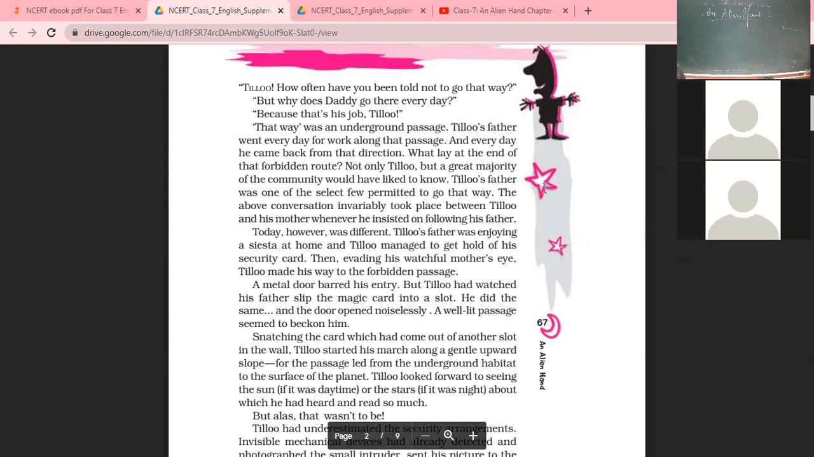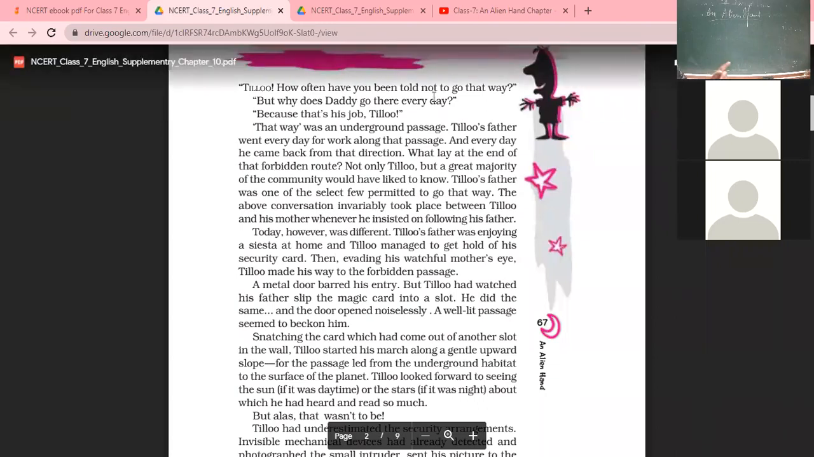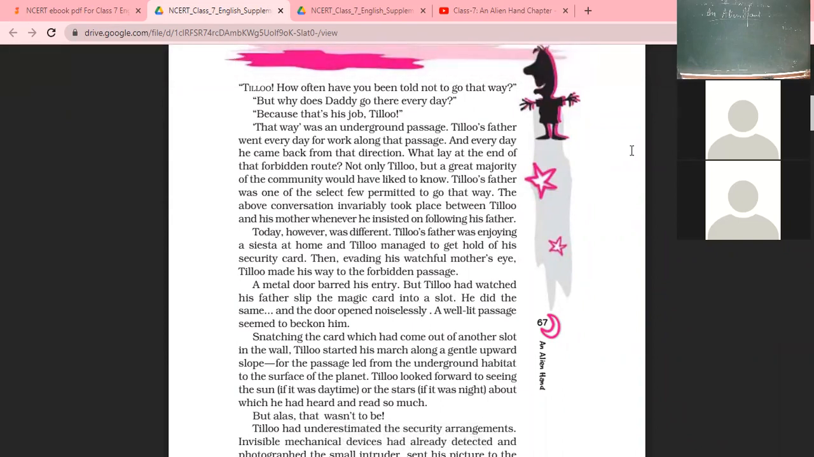Now let us start with the story. "Tilu, how often have you been told not to go that way, but why does daddy go there every day?" Now, he was very curious to know. Tilu was often told by his mother, don't go to that passage. It is not appropriate for you. You should not go there. But Tilu, like any other child, was asking, me? Why should I not go there? Father is always going through that passage, but why am I forbidden to go there?